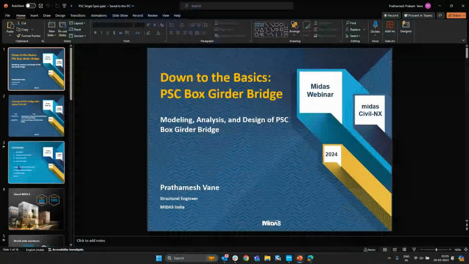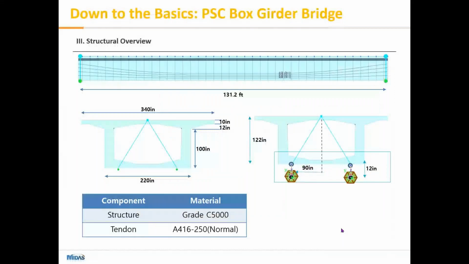So as we discussed earlier, we have considered the modeling of the PSC box girder bridge, which is having a span of about 131 feet and the dimensions as below. And we have already completed the modeling of this particular bridge, the modeling of the geometry, then the modeling of the boundary conditions, as well as the tendon profiles are already created.